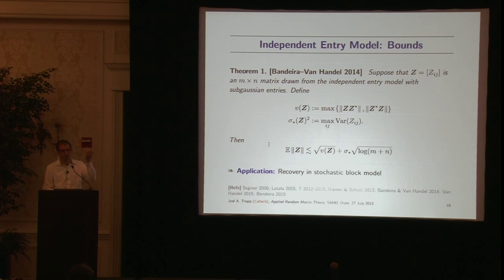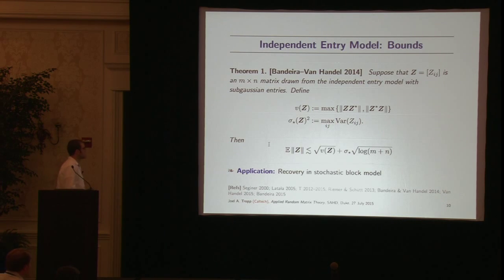What they showed is that these two quantities determine the expected spectral norm in the following fashion. You pay for the square root of the variance, you pay for the maximum variance of an entry, and there's a logarithmic factor that depends on the dimensions of the matrix. And this estimate is essentially unimprovable, which makes it very valuable when you come across a matrix of this form.